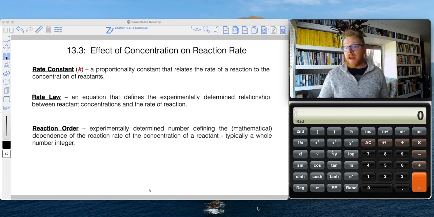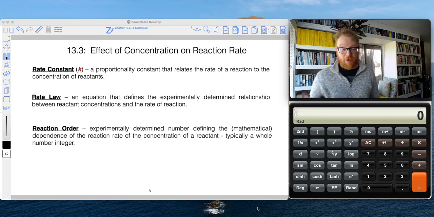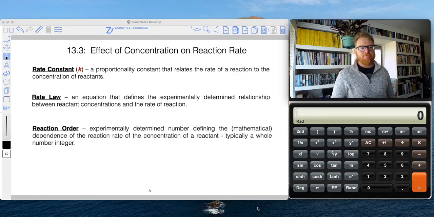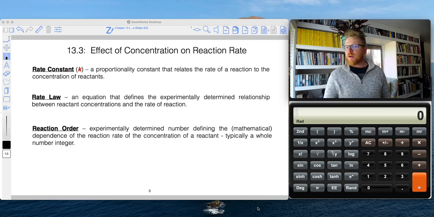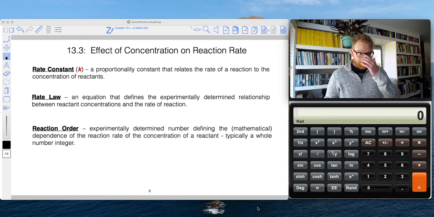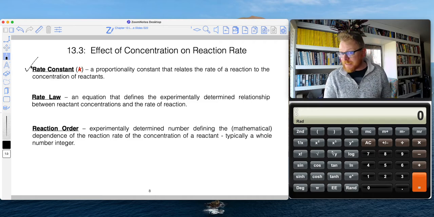Okay, so let's get right into it. Because we recognize, hopefully, that the initial rate, average rate, and instantaneous rate are okay but not perfect, because once again, they're not going to be constant throughout the entire reaction. What we need is a rate constant.